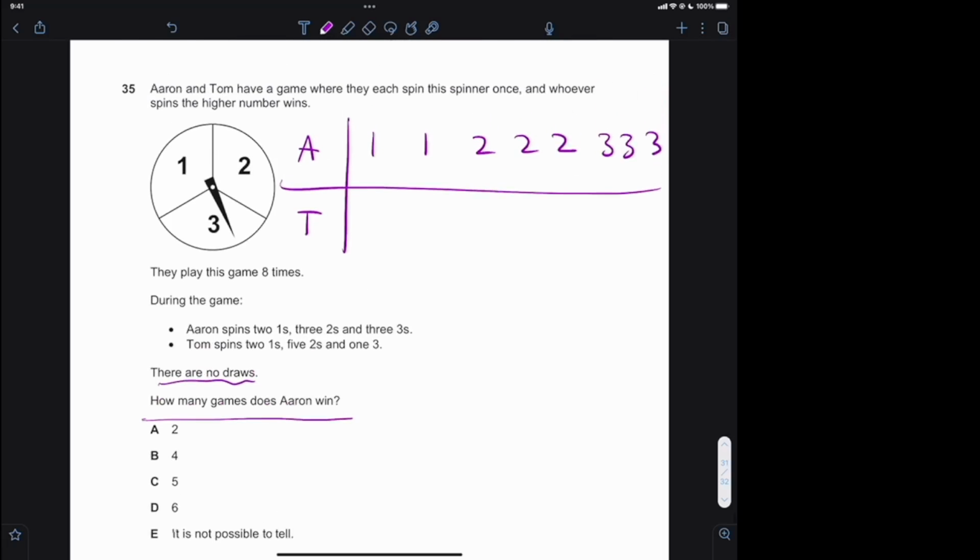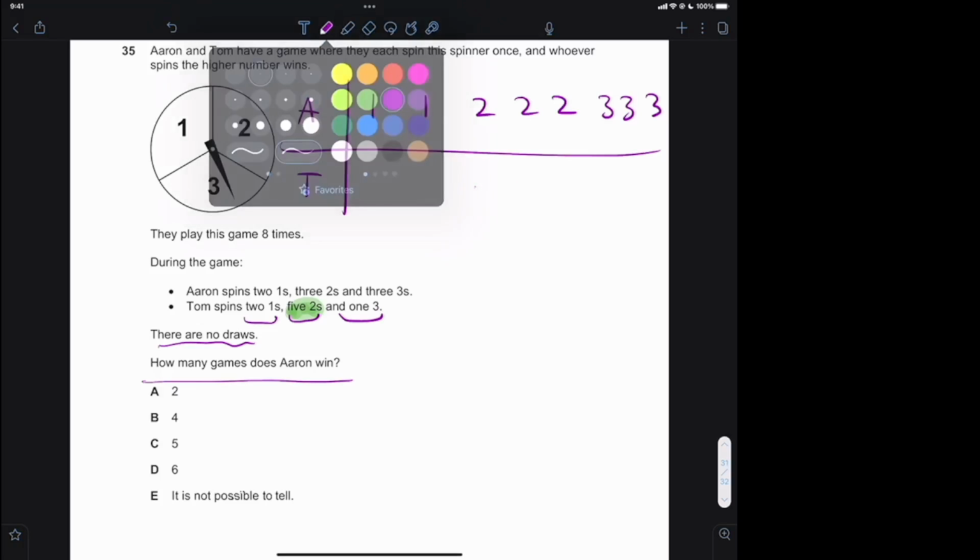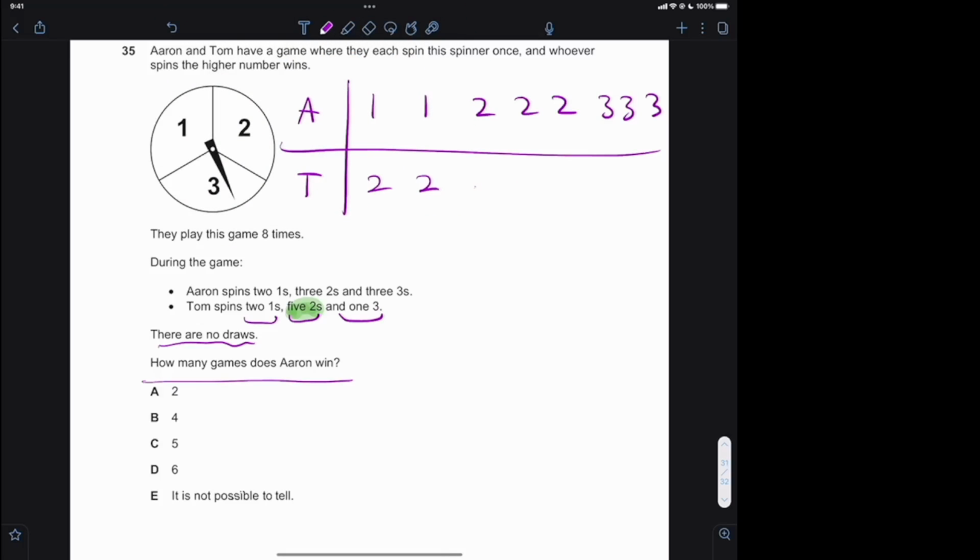So, let's just try and sort out with Tom's spins. Notice how Tom got 5 2s. Since this is a lot, we're probably going to have to sort these out first. Because have a look, we can't have the 2s overlapping in the middle here, because that would imply a draw. So the 2s have to be spread out across the other ones. So we have a 2 here, a 2 here. And that's the perfect amount of 2s if we fill in all the others.